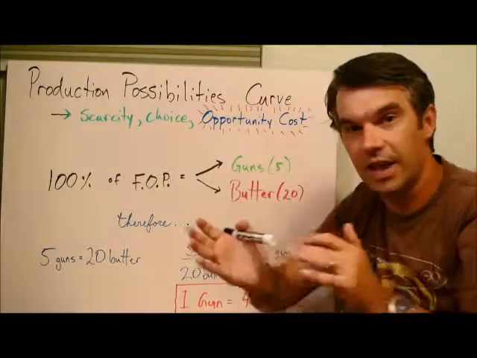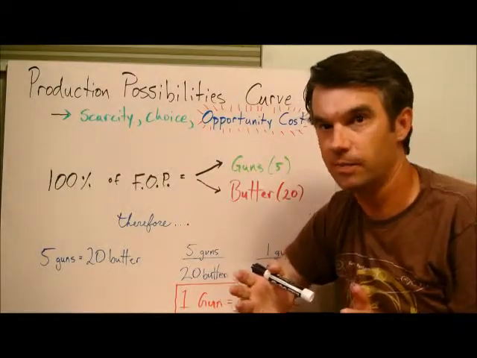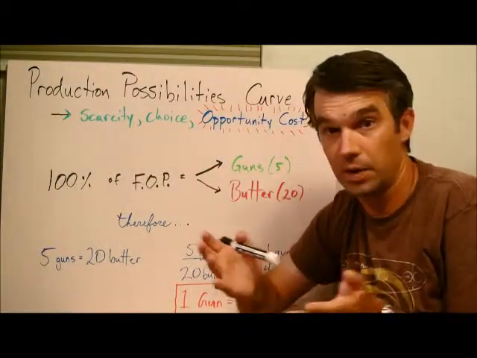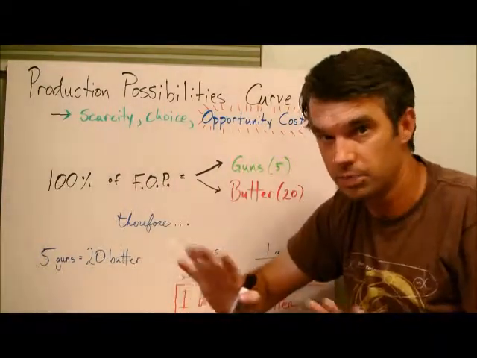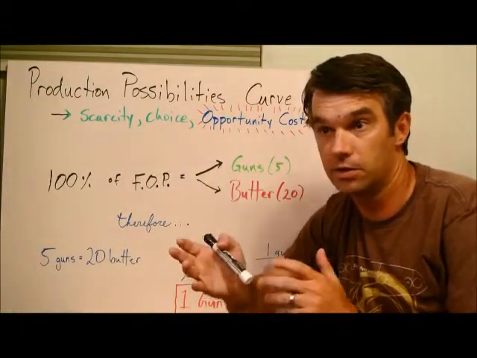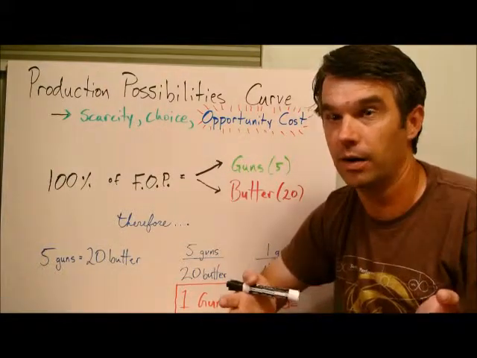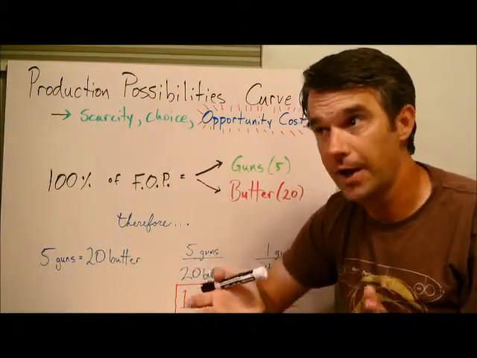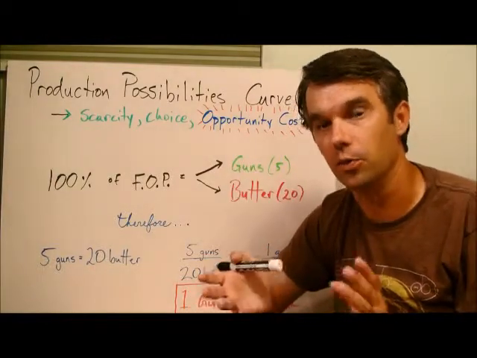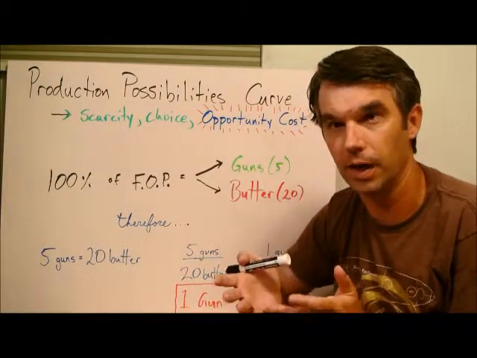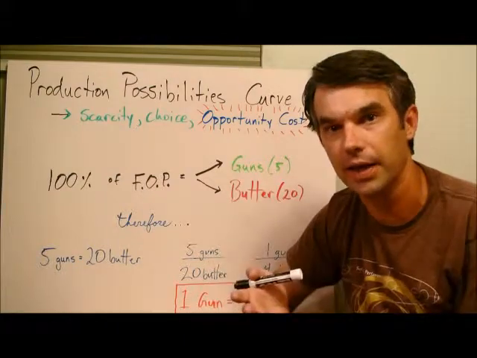Now again, this gets back to that earlier assumption. We're going to simplify. Couldn't I make peanut butter or butter? No, just butter. Couldn't I make guns, skateboards, and butter? No, we're just going to look at guns or butter. Again, the reason is to simplify. It doesn't change how it's going to work in the real world. It just makes it a little bit more clear in theory.